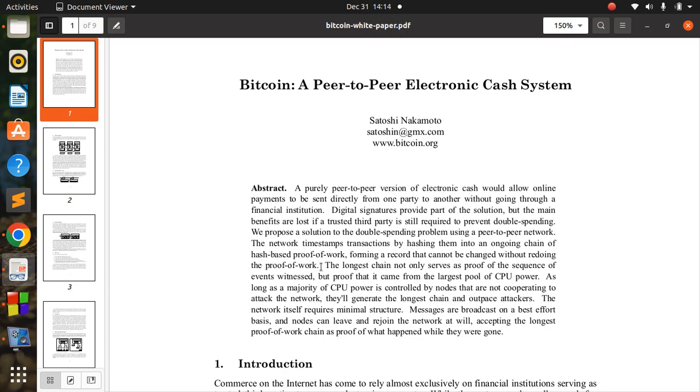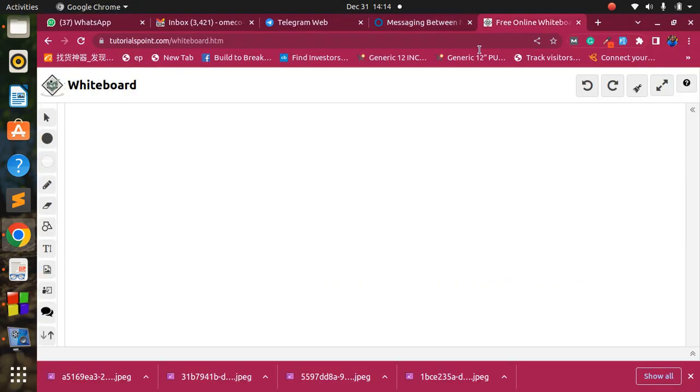Now, look at this: we propose a solution to the double spending problem using a peer-to-peer network. The network timestamps transactions by hashing them into an ongoing chain of hash-based proof of work. So remember, in what is blockchain, each transaction is recorded and a key is found by a miner to be able to attach another transaction. All right, so the miner does two things. It verifies a transaction and it has to find a random key to be able to attach this block of transactions to the previous block of transactions. You understand? And that's where CPU power comes in.